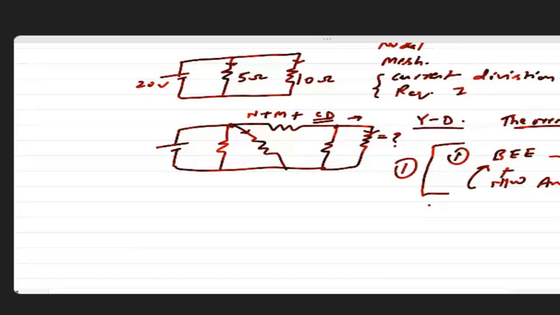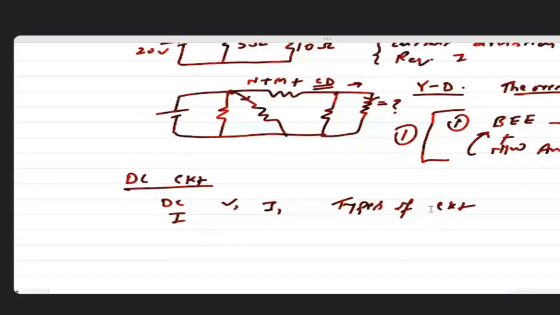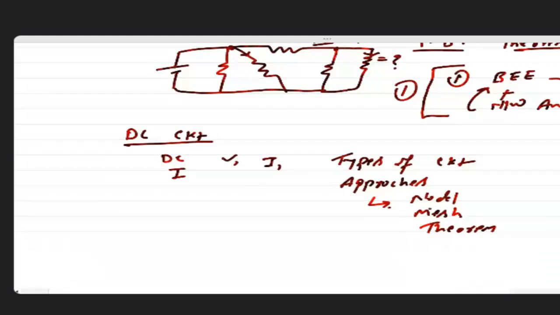Okay. So our topic was DC circuits. So how should I start? Then DC, then voltage, current, then types of circuits. Then approaches. What are the approaches? And here comes the syllabus basically. Nodal, mesh, theorems. So let us start. What is nodal analysis?